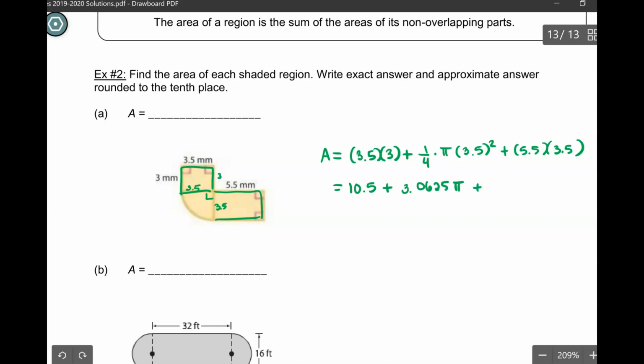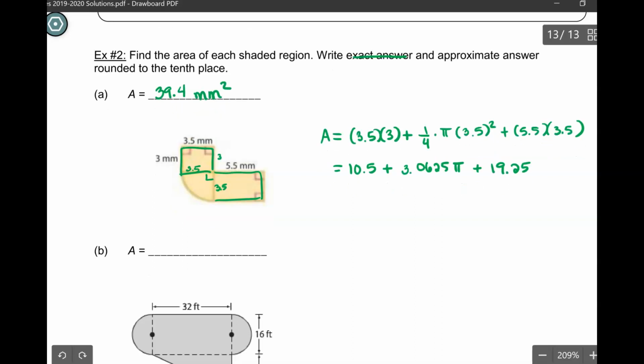And you know what? Let's not worry about exact answers for this. Let's just approximate because these numbers get a little funny. Okay, so I have 10.5 plus 3.0625 pi plus 19.25, and I get 39.37, so 39.4, and that will be square millimeters.